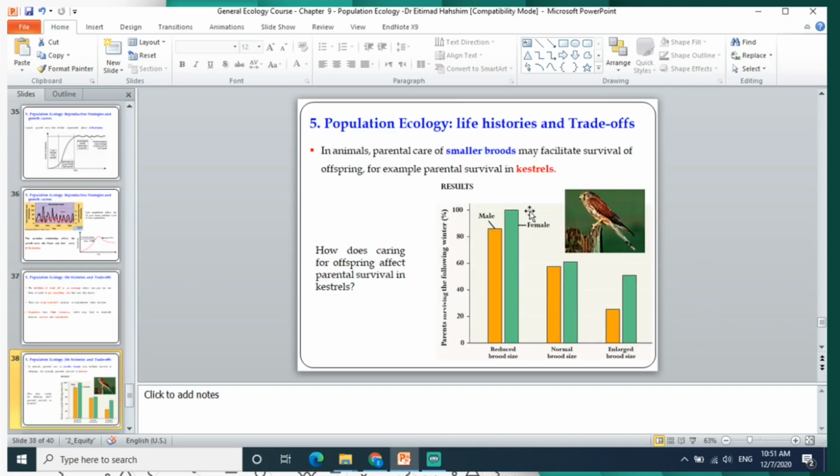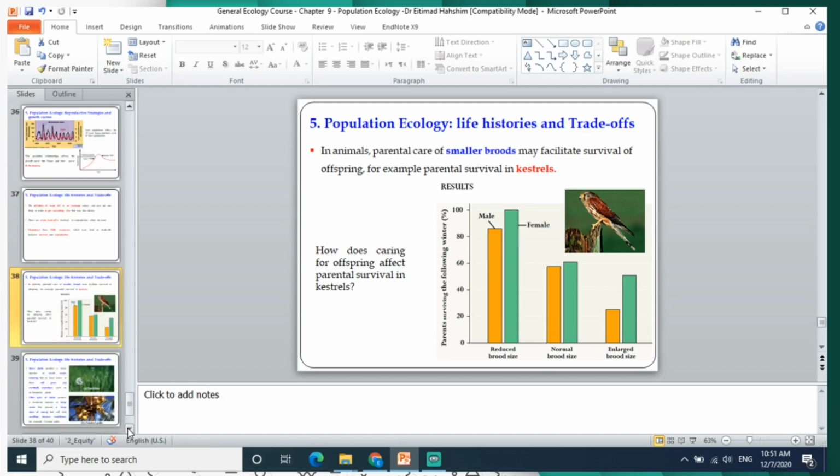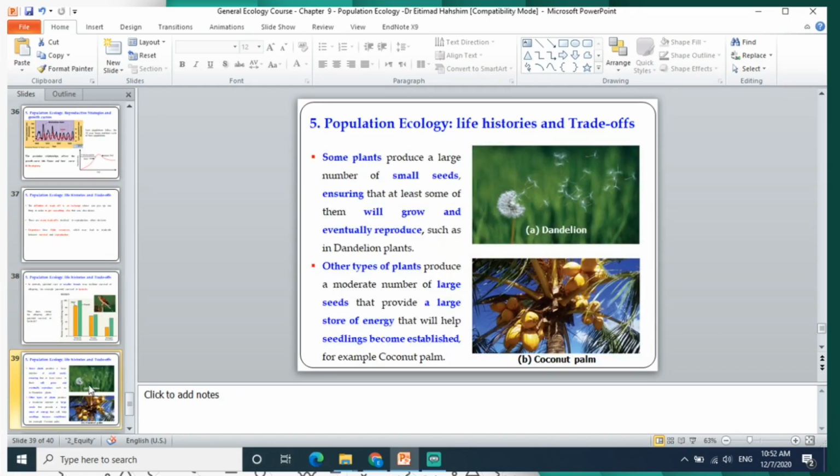As you can see here, even for these birds, they like to live in smaller broods, because with smaller broods there is more care for offspring, and they will have a good life. If they produce a normal number, it will be like 50-50. But if they produce too many offspring, then the parental care will be less, and most of the offspring will pass away. Also, the trade-off is taken by plants.